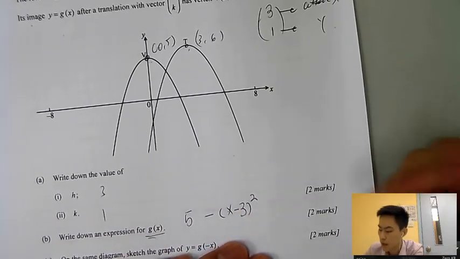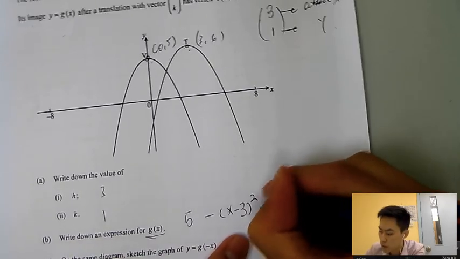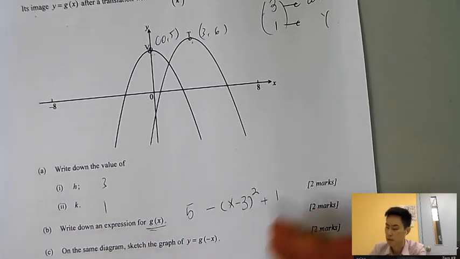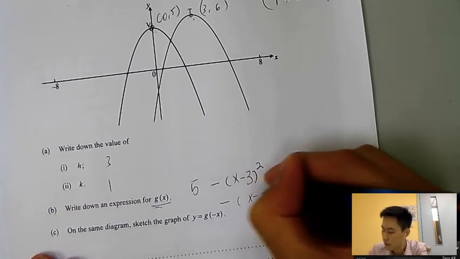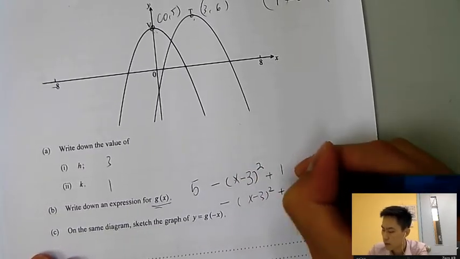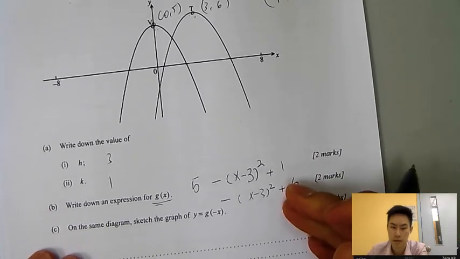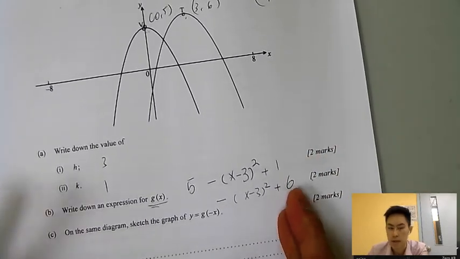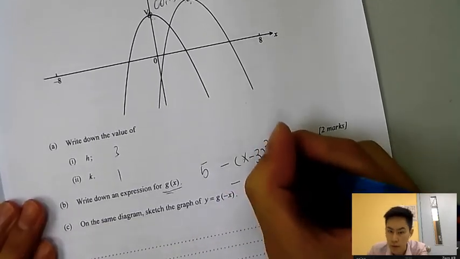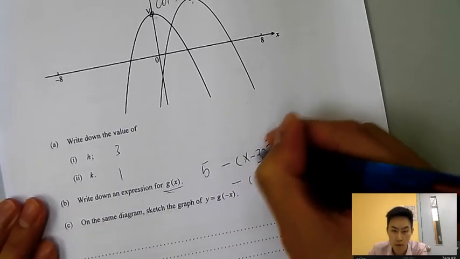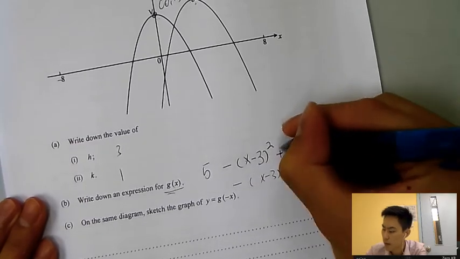And then what happened? Outside the bracket there is plus 1, because the whole graph goes up by 1 unit. So it's negative (x minus 3) squared plus 6. So that's the answer. So basically the whole x is replaced by x minus 3. You have to write the whole thing right here, not the minus 3 outside.